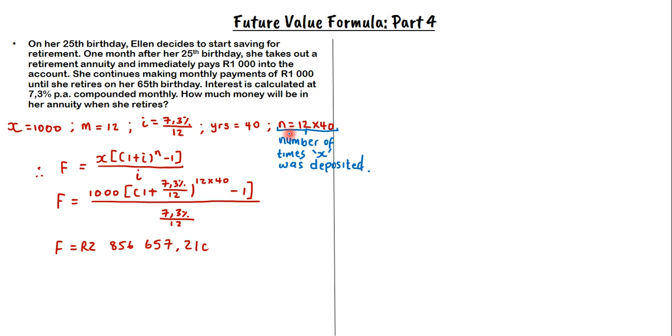This can be different if, even though we're working up until her 65th birthday, Ellen decides to save only until she turns 64 and then does nothing until she turns 65. It becomes different in that scenario. So that's basically it for this video, and I want to see you in the next part. Cheers.